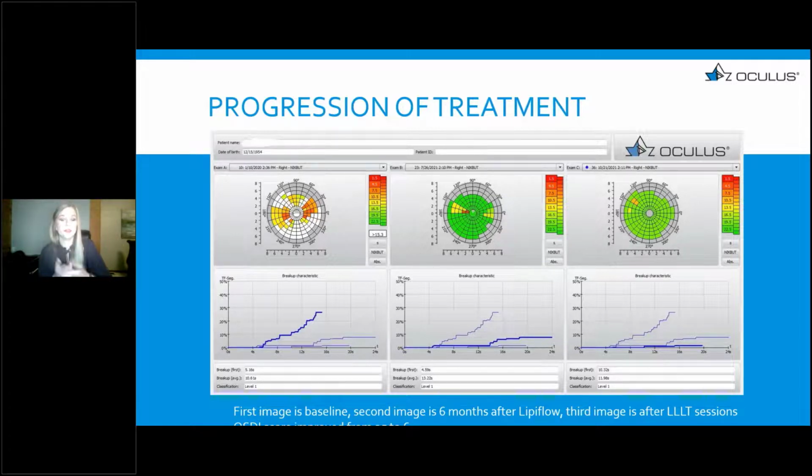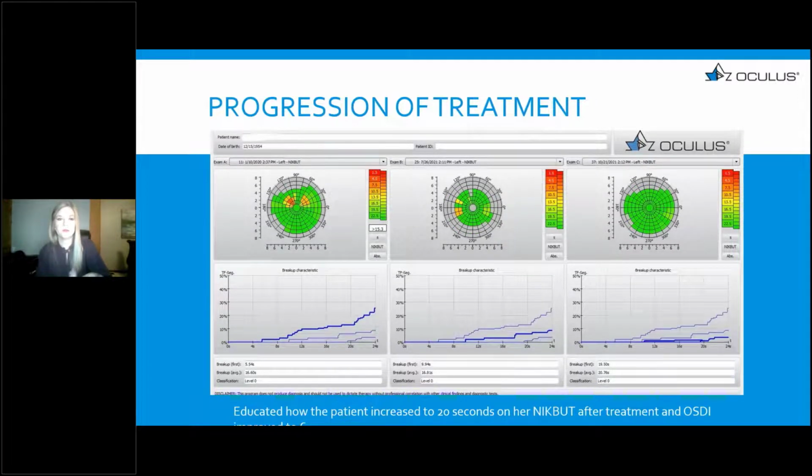I showed her how, you did invest before and it did improve you, but let's try to go even further. And it worked. So the third image there, she improved quite a bit. Looking at her left eye, after that third LLT session, she was up to 20 seconds with her tear breakup time. Her OSDI score had improved to 6.